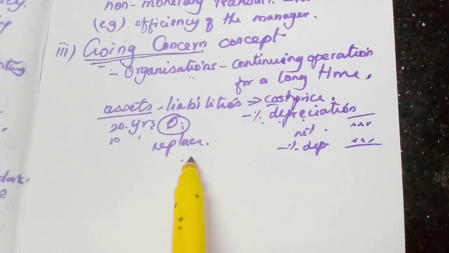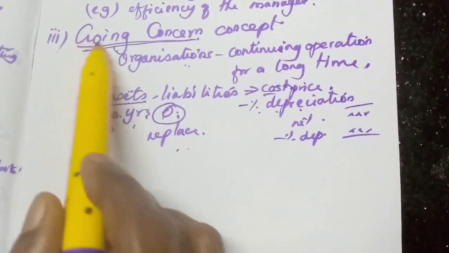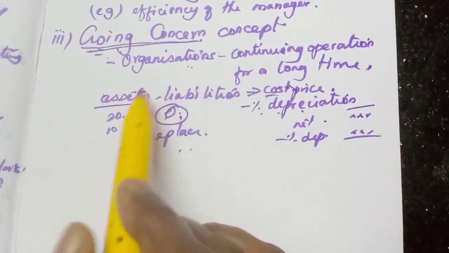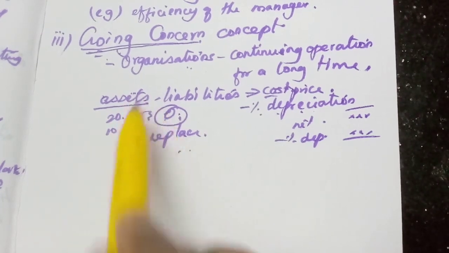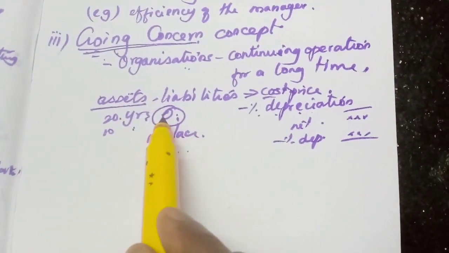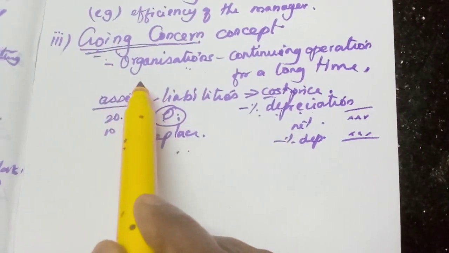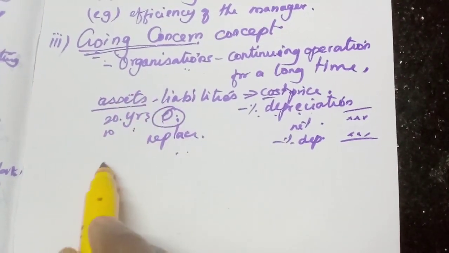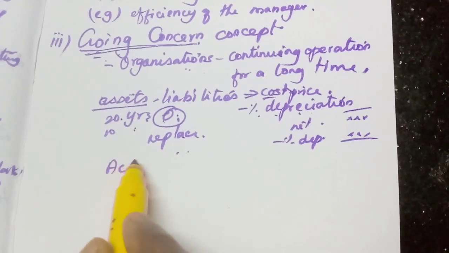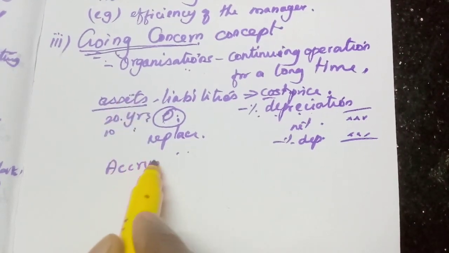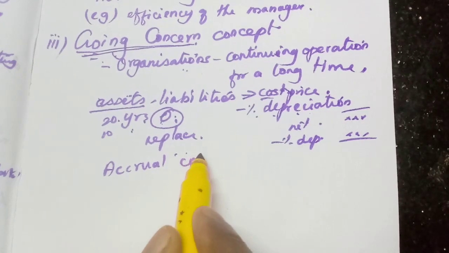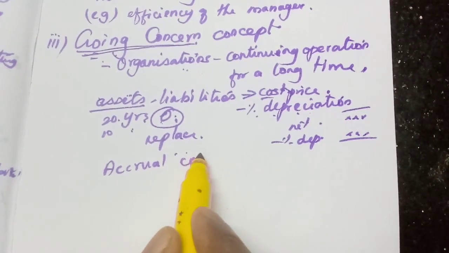So another machine is coming. So this going concern concept is used for this accounting purpose. For this purpose only they are following this going concern concept. And another concept, accrual. Under this going concern we follow this accrual. This accrual concept is also another concept.